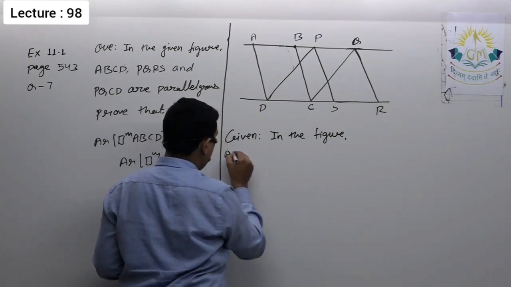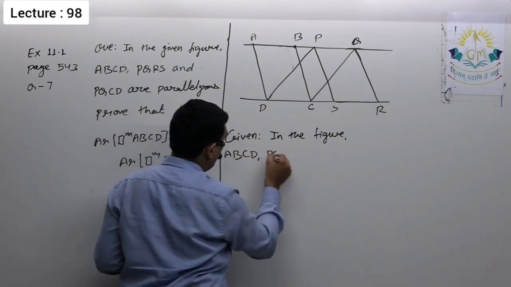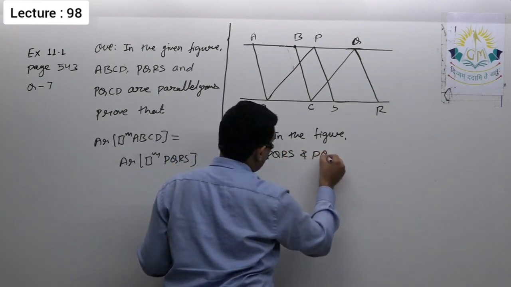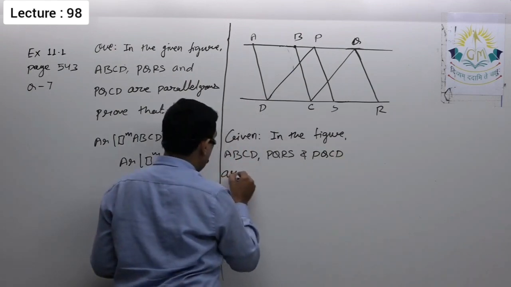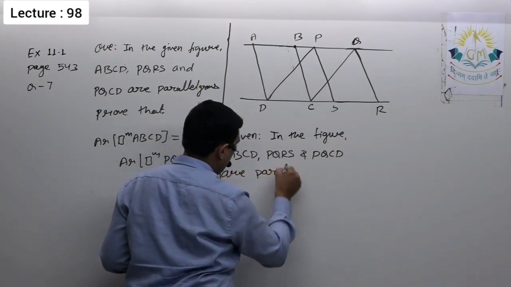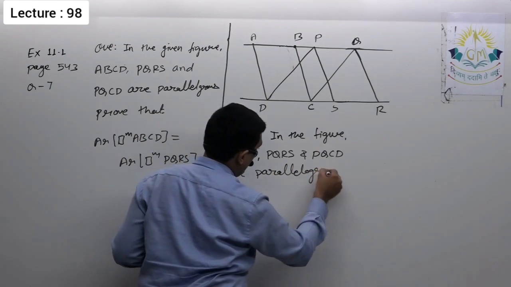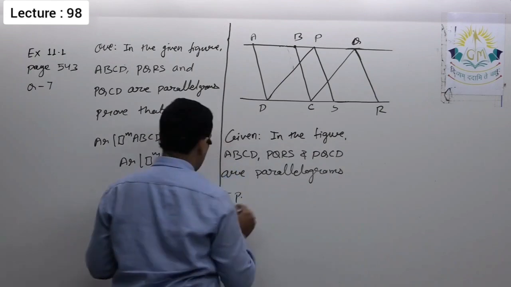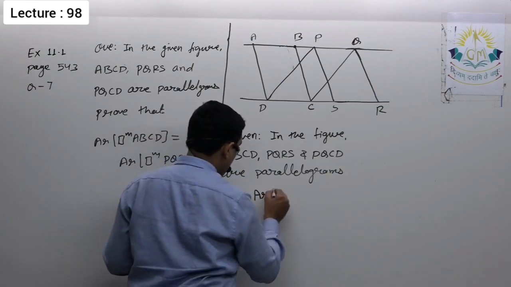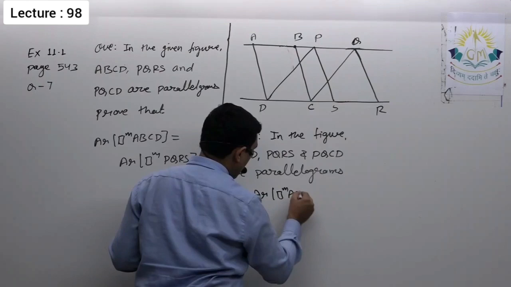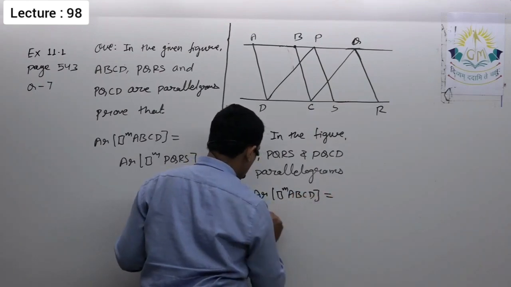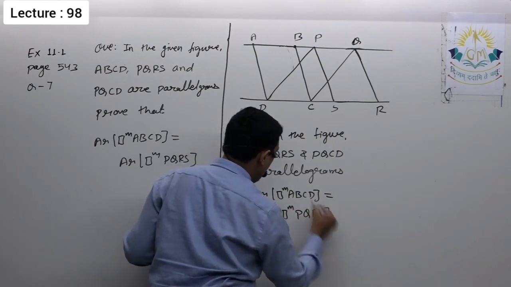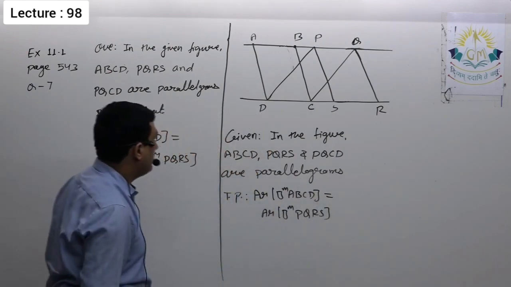Given: ABCD, PQRS and PQCD are parallelograms, that is given. To prove: area of parallelogram ABCD is equal to area of parallelogram PQRS, that we have to prove. So it's not that much difficult.